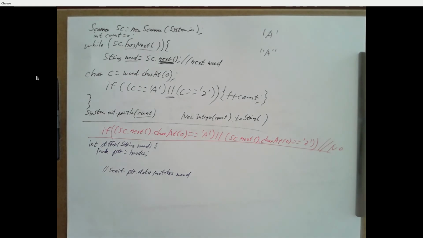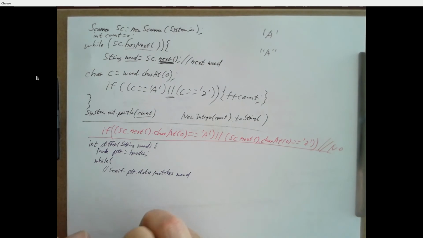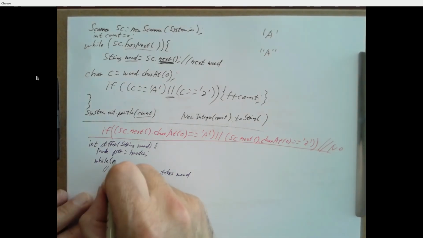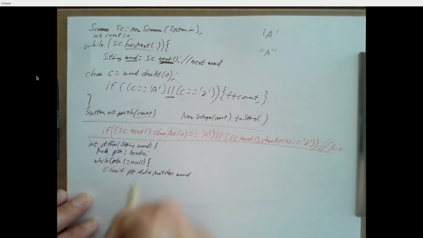And I know I need some kind of loop. So my first shot might just be while pointer is not equal to null. Now, is that right or not? I don't know yet. And when I was learning this stuff, I couldn't tell you right away whether that was the right thing to do or not. Take a shot, put it down, and then work through it.